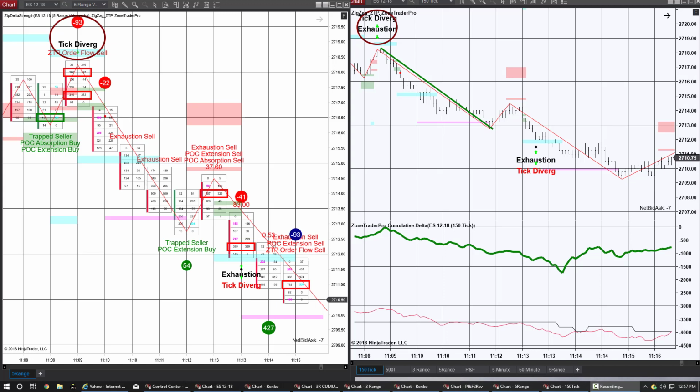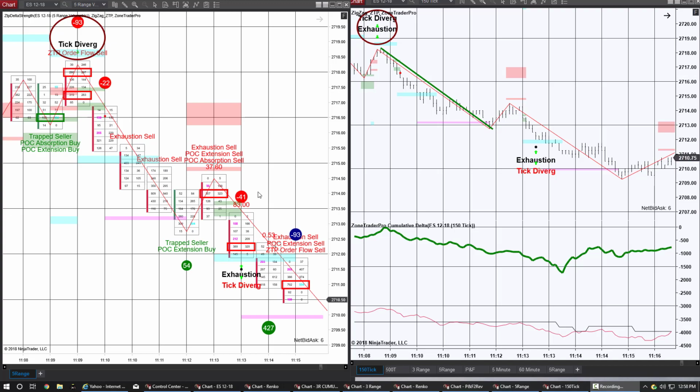What is interesting about this pattern here is how the ZoneTraderPro order flow and delta strength indicators put you into the first trade at this point here and told you that you should not be taking the second long trade, the tick divergence exhaustion trade down here. As we can see by the delta strength number, we had selling coming in at that point, and those sellers were large contract traders.